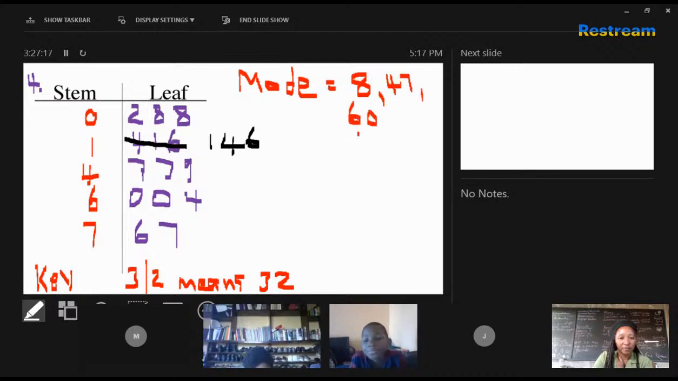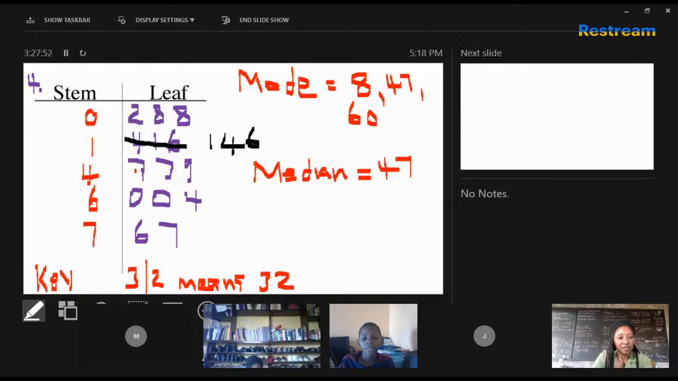All right. The median, or the middle number: 2, 3, 4, 5, 6, 8, 9, 10, 11, 12, 13, 14. So there are 14 numbers. That means two numbers are going to fall in the middle with 6 on each side. 1, 2, 3, 4, 5, 6. 1, 2, 3, 4, 5, 6. So 47 and 47. It's the same digit.